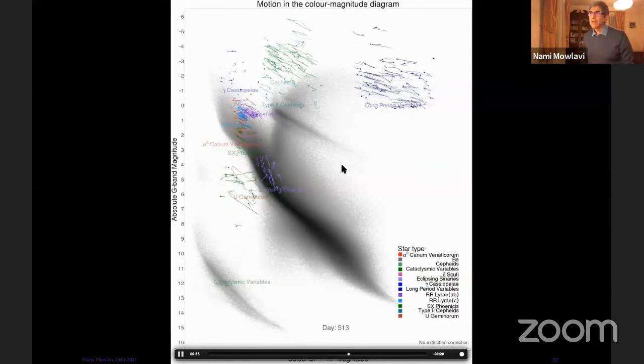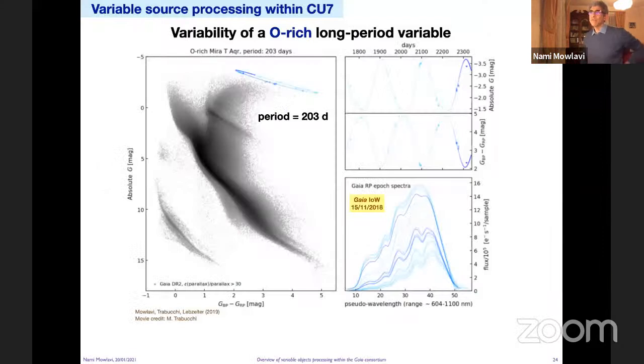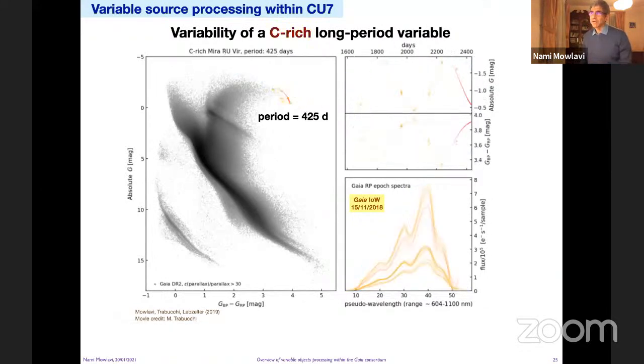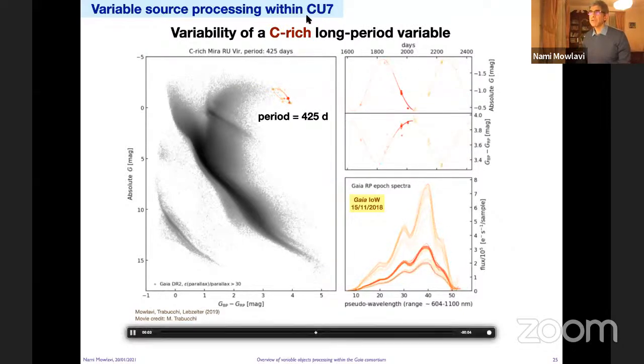Okay. A next movie that we show for DR3 illustrates the combination of astrometry here, the photometry, the color BP minus RP, and the spectra, RP spectra, which shows how long period variables move in this HR diagram. And you see the different RP spectra that are also changing with time. And this is the same for a carbon-rich star.